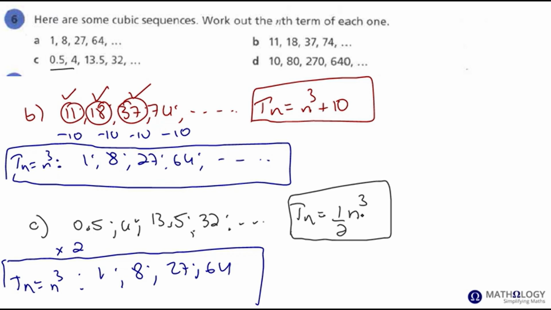When n equals 1, we need to get a half, 0.5. 1 cubed is 1. 1 times a half is a half, so that checks out. When n equals 2, we need a second term of 4. 2 cubed is 8. A half of 8 is 4. When n equals 3, we need to get a third term of 13 and a half. 3 cubed is 27. Half of 27 is 13 and a half. So that checks out. I'm going to leave D for you to do.